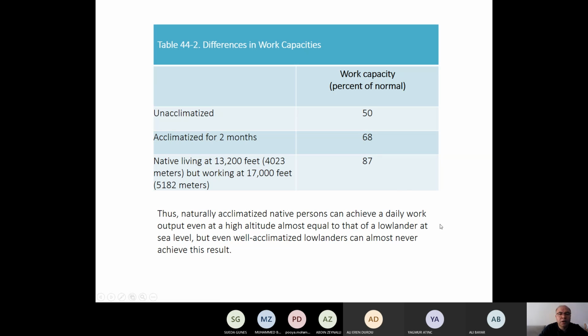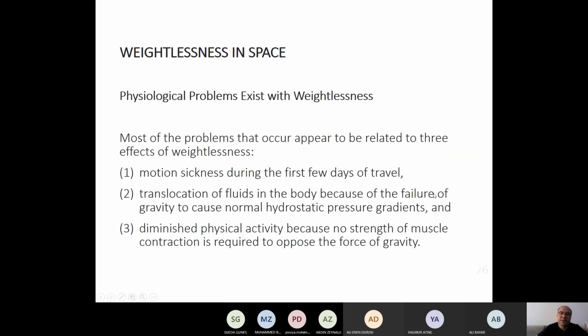Okay? Now finally, weightlessness in space. Physiological problems exist with weightlessness. Most of the problems that occur appear to be related to three effects of weightlessness: motion sickness during the first few days of travel, translocation of fluids in the body because of failure of gravity to cause normal hydrostatic pressure gradients, and diminished physical activity because no strength of muscle contraction is required to oppose the force of gravity.